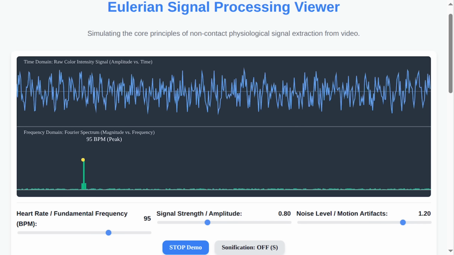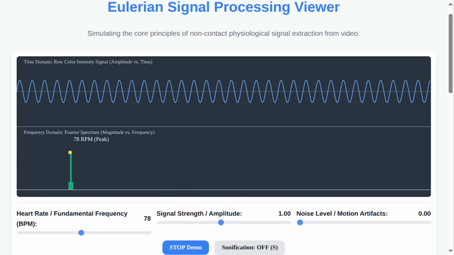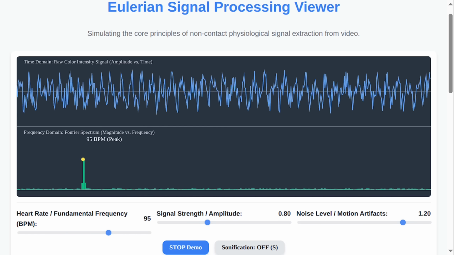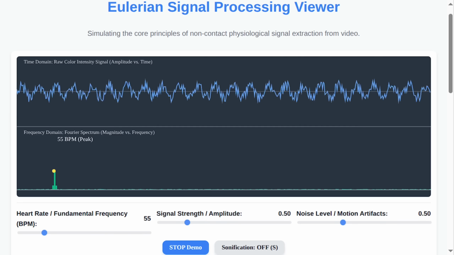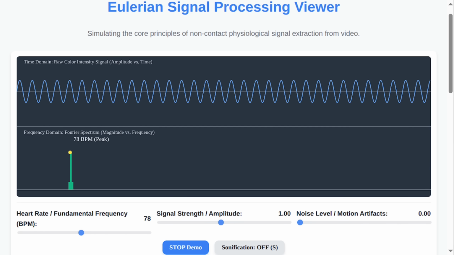We're trying to find the pulse, the steady repeating heartbeat inside that chaotic mess. The top graph is the time domain. It's what the signal looks like moment to moment. It's useless, right? You can't see a heartbeat in that jagged mess. It looks like a seismograph during a toddler's birthday party.